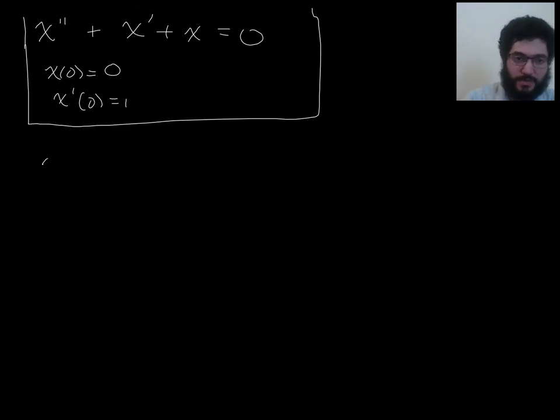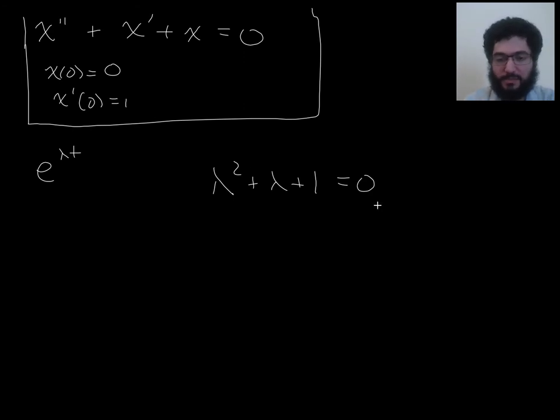So final answer, I want x of t equals and then some function of t with no other parameters in it. It would just be a function of t. All right, so first thing I do is guess e to the lambda t, right? And after I make that guess, I end up with a characteristic polynomial. Lambda squared plus lambda plus 1 equals 0. So now I need to know the roots of this polynomial. And if I can factor it, great. But if I cannot factor it, then the quadratic formula can be used.